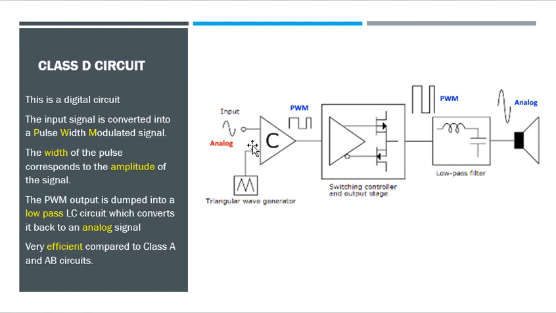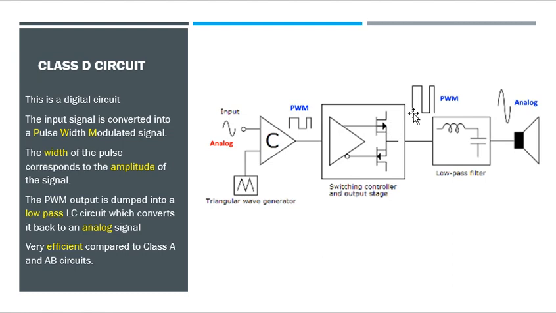And how it works is we take our analog input signal, our sine wave, and we convert it into a pulse width modulated signal. The width of the pulse here corresponds to the amplitude of the output signal. Right? So we convert the analog signal into a pulse width modulated signal. We run it into an output stage, which is just a switching controller and output stage. The only thing that's happening here is we're switching it on and off, and this is where the efficiency comes in because we're not in the analog region where excess energy is dissipated as heat.